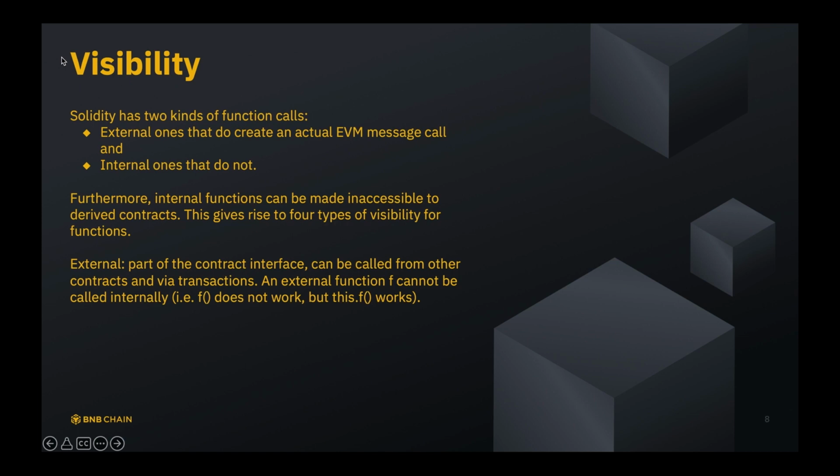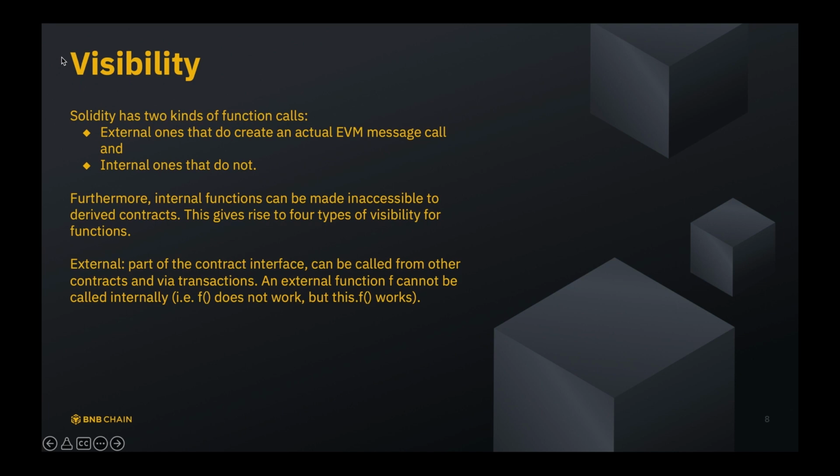Now let's talk about what each part means. First, the visibility. In EVM and in Solidity, there are two kinds of function calls. One is called external function calls that will create an actual EVM message call, and internal ones that do not. So it's not an EVM message call, but just a call inside this contract. Furthermore, when talking about inheritance, the functions can be made either accessible or inaccessible to derived contracts. Then this will give rise to four types of visibility for functions.